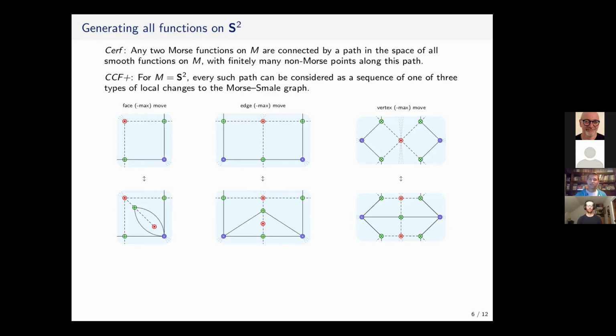Because if for the vertex move you identify the top two saddle points, then you get the edge move. And if you identify the top two saddle points, the bottom two saddle points, and the two minima in this picture that I have here, then you get the face move. So the general idea of what happens at a boundary is you choose a maximum or a minimum, and then you choose two faces that this maximum or minimum sits at. If those two faces are next to each other, then you get the edge move. If those faces are the same, then you get the face move. And if they're totally separate, then you get this vertex move.